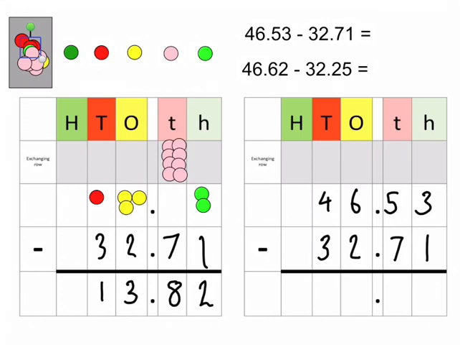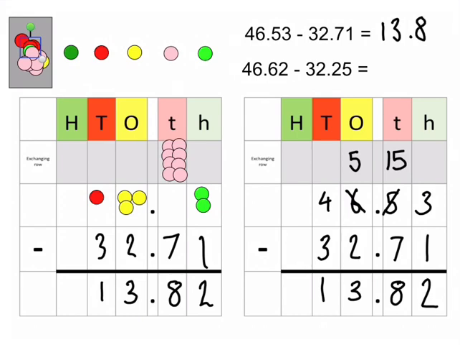So 3 take away 1 is 2. 5 take away 7 can't be done. Cross out that 6, so it becomes a 5. Cross out that 5, and it becomes a 15. 15 take away 7 is 8. 5 take away 2 is 3. 4 take away 3 is 1. The answer is 13.82.